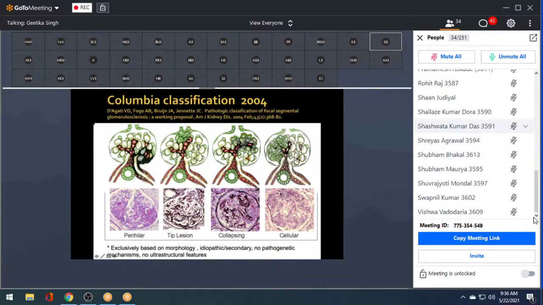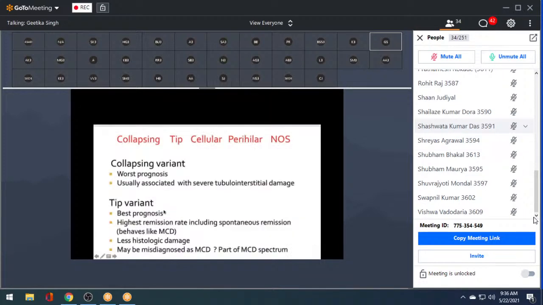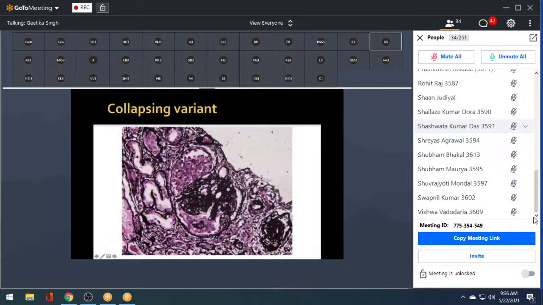Cellular, that's the fourth in the Columbia classification, is actually considered to be just an early phase of FSGS where you still see a lot of macrophages and things, but ultimately they will turn into good sclerosis. Okay? So for you to remember, if there is a collapsing variant, it's worse prognosis. If there is a tip variant, it behaves nearly like a minimal change disease, very high chance of remission, especially with steroids, and you'll see less further histological damage.